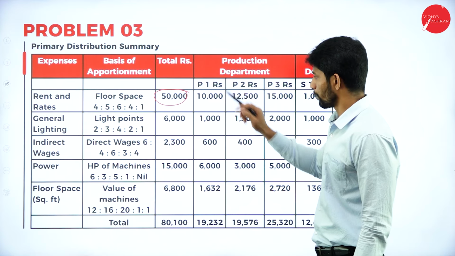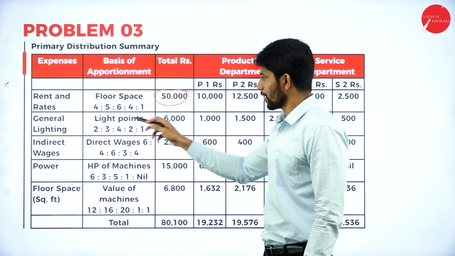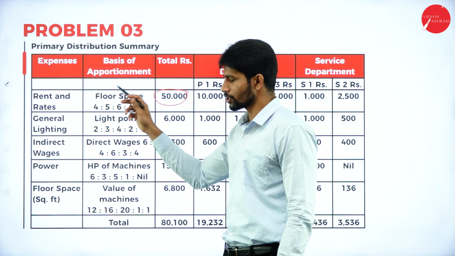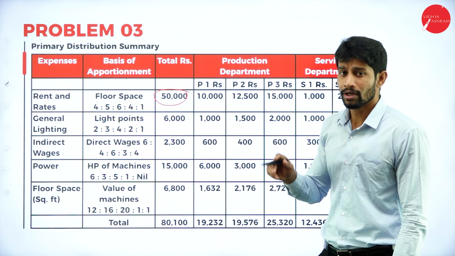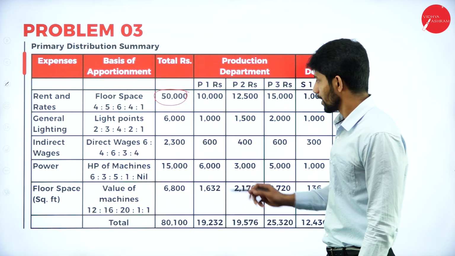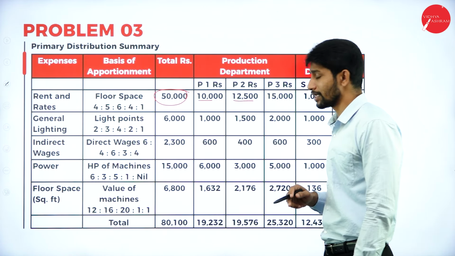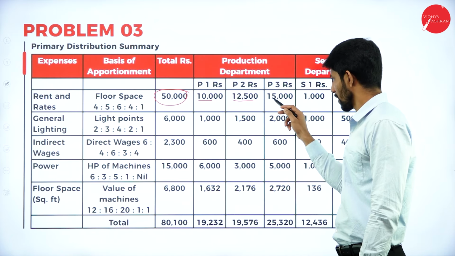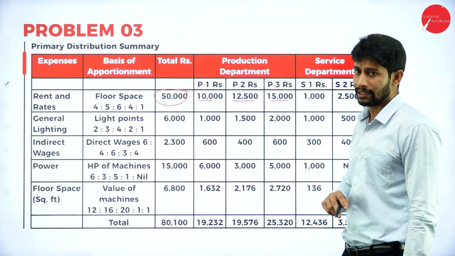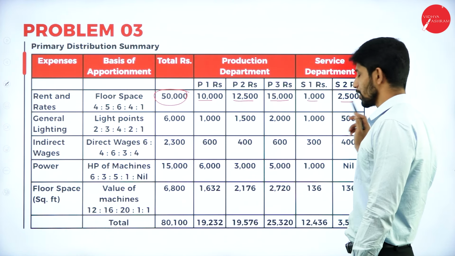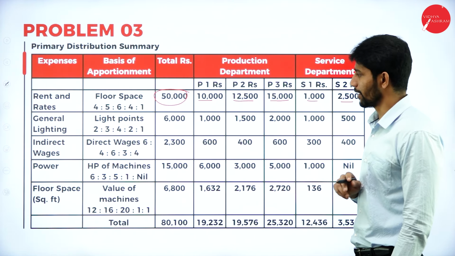First for production department 1, 50,000 into the ratio 4. The total is 20. So 50,000 into 4 divided by 20, you will get 10,000. Next for production department 2, it is 12,500. Next production department 3, it is 15,000. Service department 1, 1,000. Service department 2, it is 2,500.